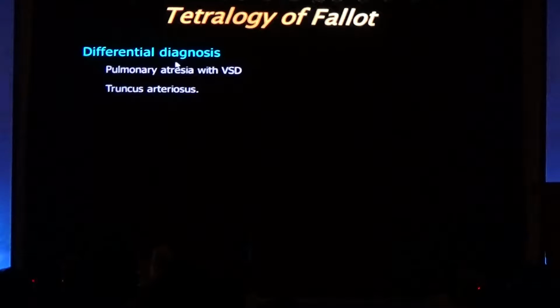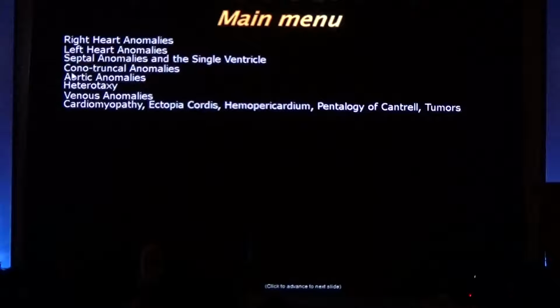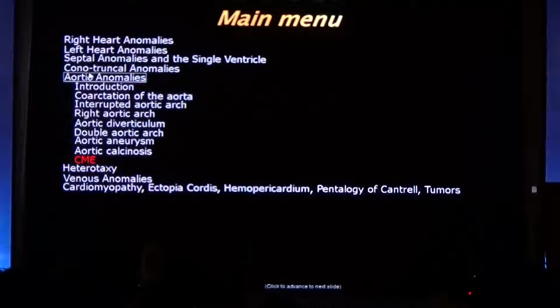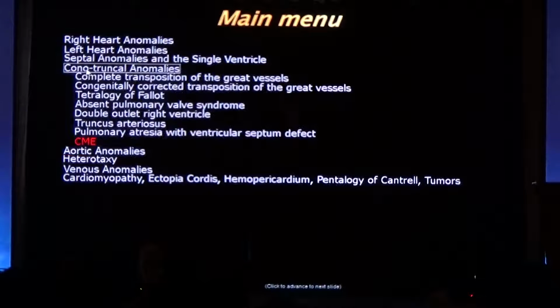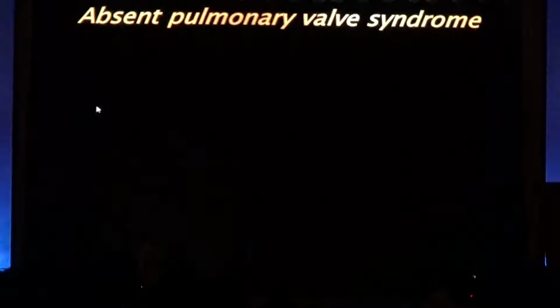You also want to make sure that the aortic valve is competent and not stenotic, and then you want to look at the pulmonary artery to make sure that it's patent and there is no retrograde flow. So let me show you the extreme form of tetralogy of Fallot, which is the absent pulmonary valve syndrome.